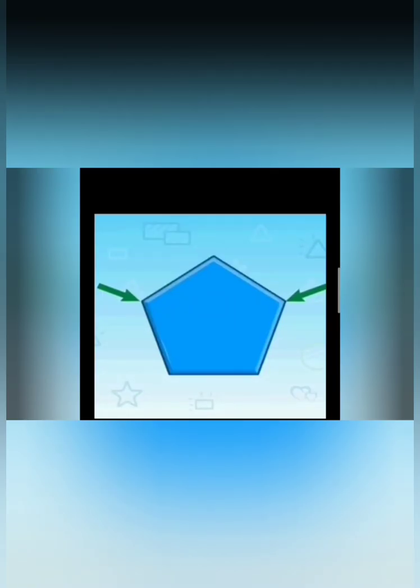Let's count the corners of a pentagon. 1, 2, 3, 4 and 5. Remember children, corners are the points where two sides meet. So a pentagon has 5 corners.